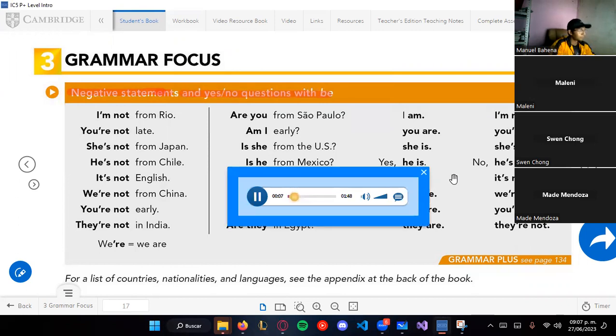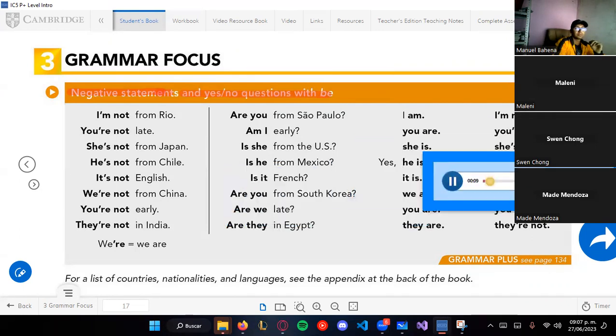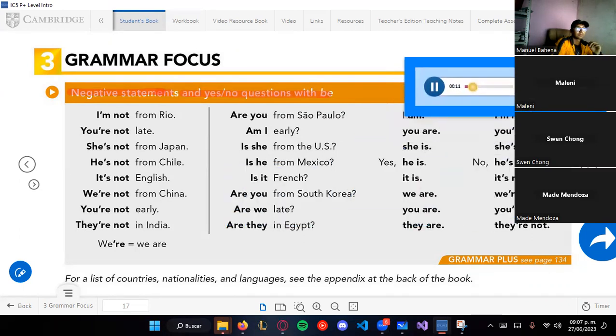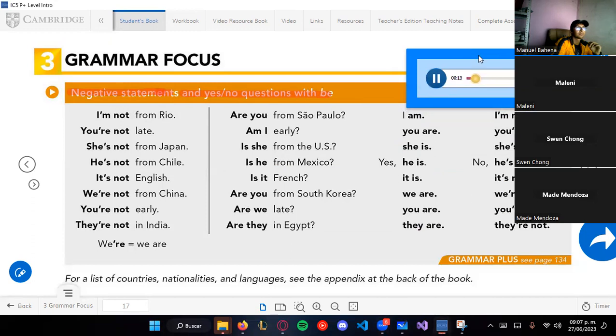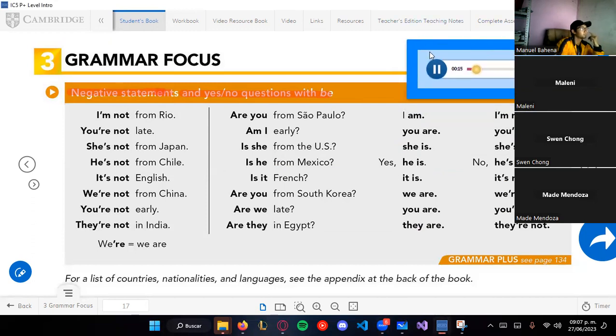Negative statements and yes-no questions with B. I'm not from Rio. You're not late. She's not from Japan. He's not from Chile. It's not English. We're not from China. You're not early. They're not in India. We're equals we are.